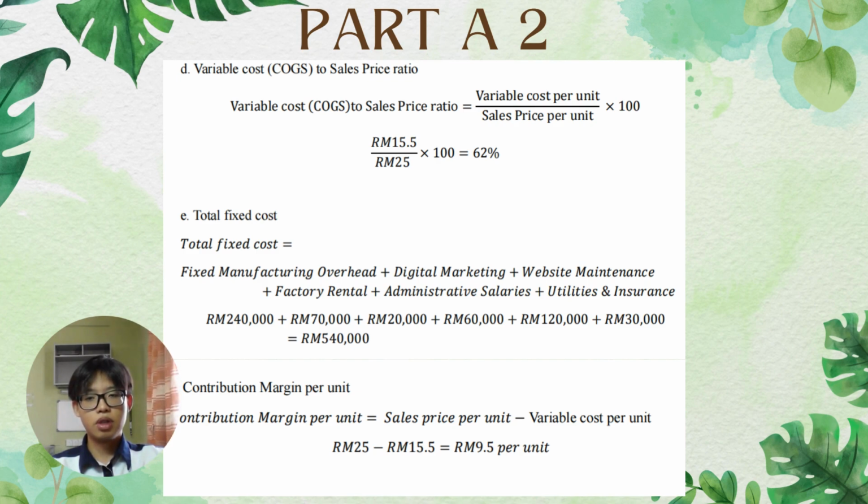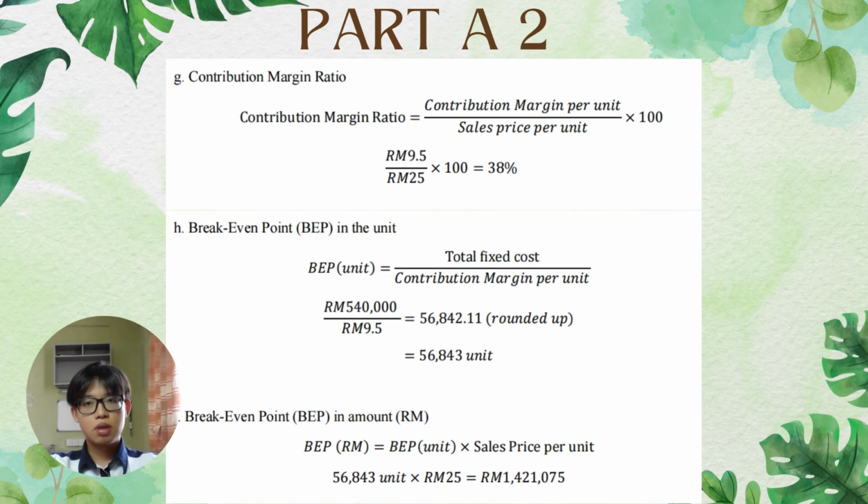9.5 ringgit per unit. To calculate the contribution margin ratio, we just need to take contribution margin per unit divided by the sales price per unit and multiply by 100. Our contribution margin per unit is 9.5 ringgit and our sales price per unit is 25. Then we just need to take 9.5 divided by 25 and multiply by 100, which we will get 38%.